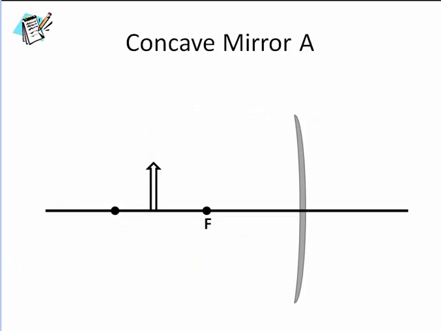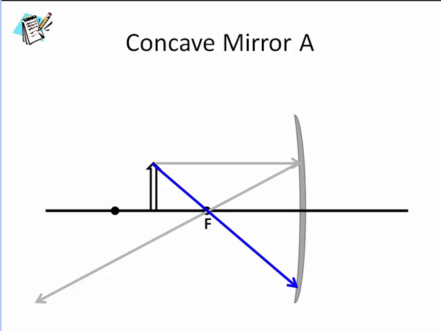We know this is a concave mirror because the center of the mirror is curving away from the object. Draw your incident ray parallel to the axis. This ray then reflects off the mirror through the focal point, so draw it going down and away to the left. The next ray of light goes down through the focal point, then reflects parallel to the axis, so draw it horizontally going off to the left.